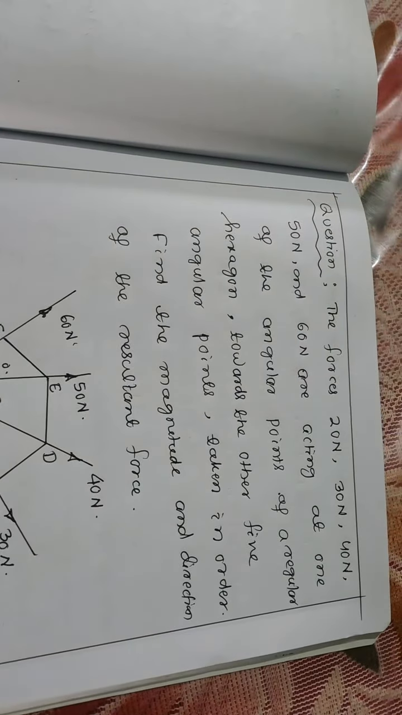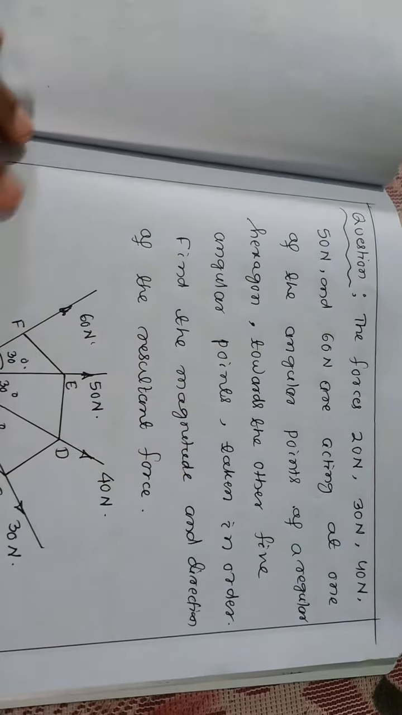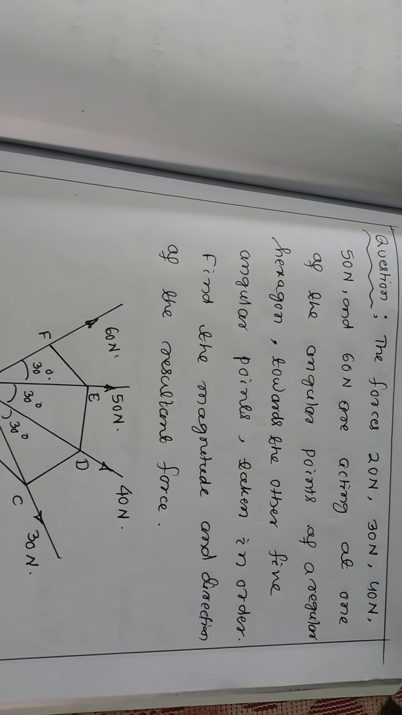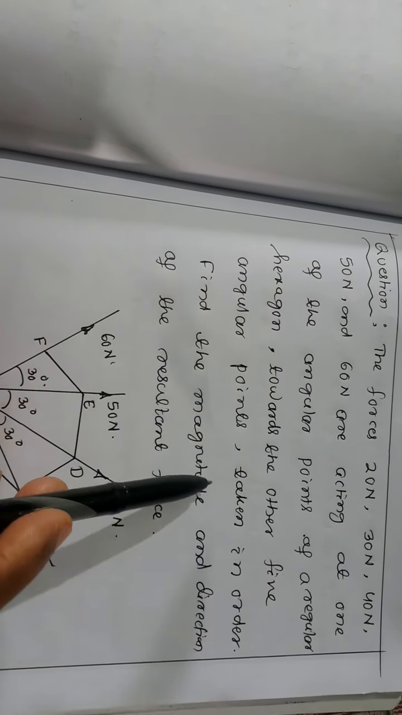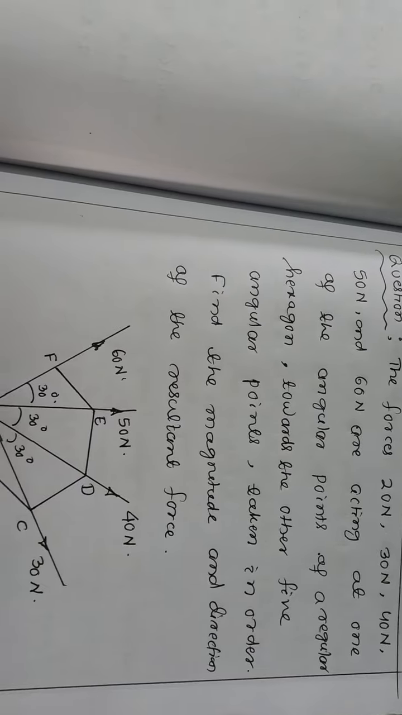Then another question. The forces 20 Newton, 30 Newton, 40 Newton, 50 Newton and 60 Newton are acting at one of the angular points of a regular hexagon towards the other 5 angular points taken in order. Find the magnitude and direction of the resultant force.